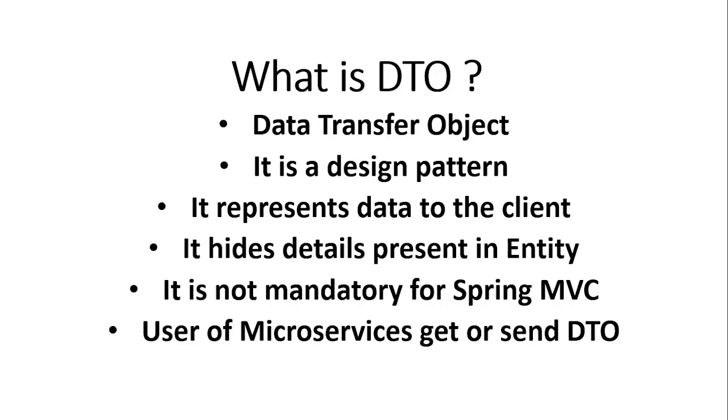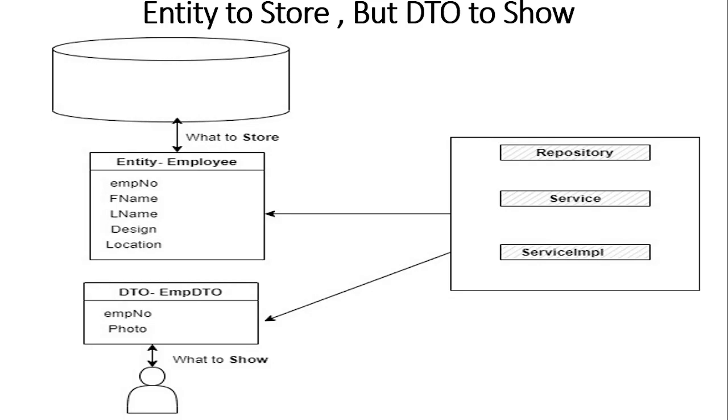The microservices which we create with the help of Spring, in Spring MVC, will use the DTO to send and receive data. If you use the DTO in an application built using Spring MVC, then it looks like this. The Spring DTO is to show the data. It's a kind of a mask to the entity.